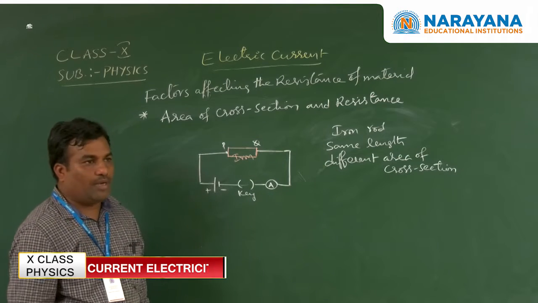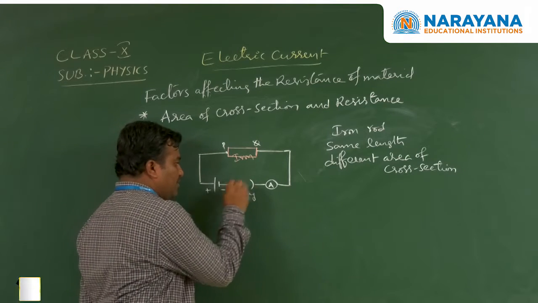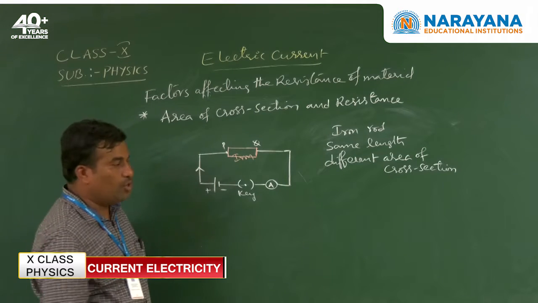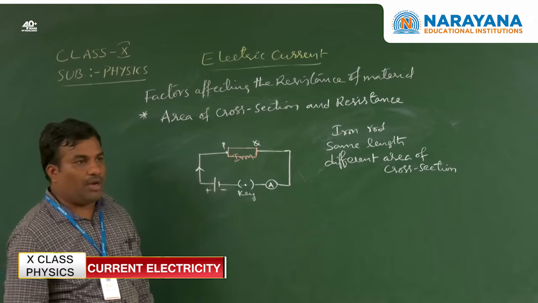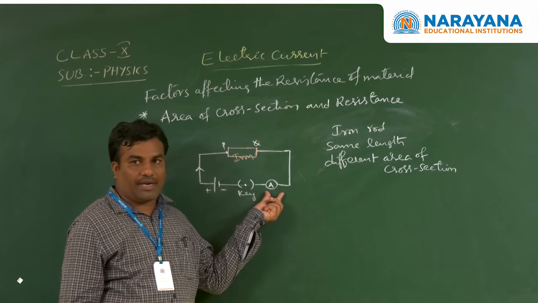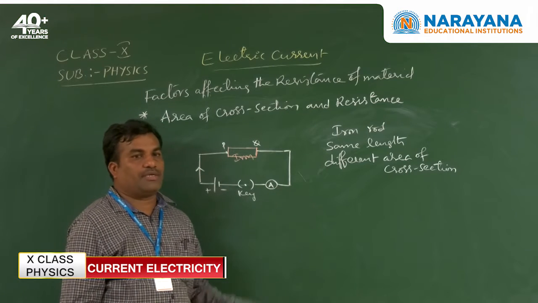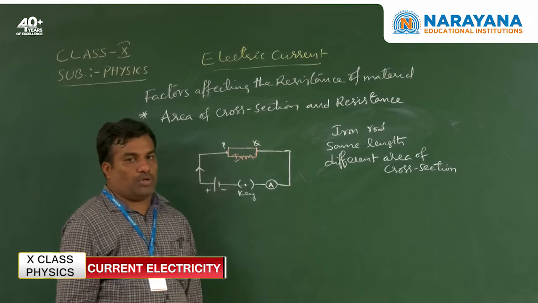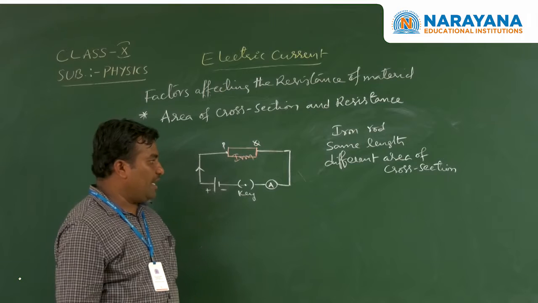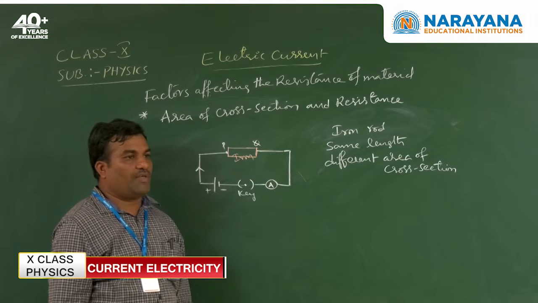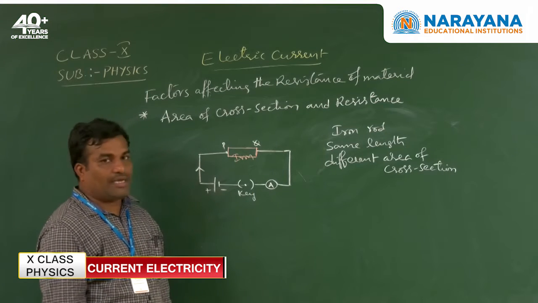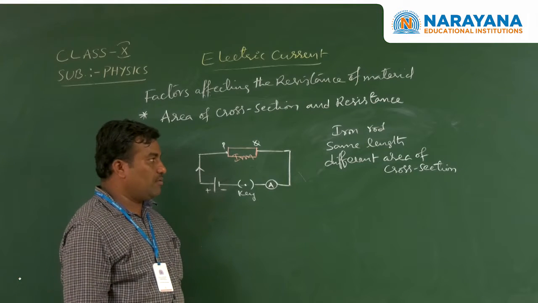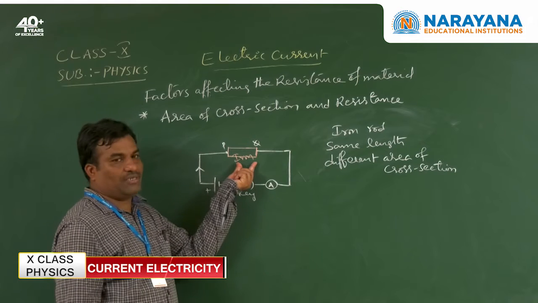Now press the key. What will happen? Current flows from the positive end to the negative end through the iron rod. Now you can note down the flow of current in the circuit at the ammeter. Note that value down in your notebook. This is the first area of cross section. Now we take the second area of cross section of the iron rod instead of the first one.